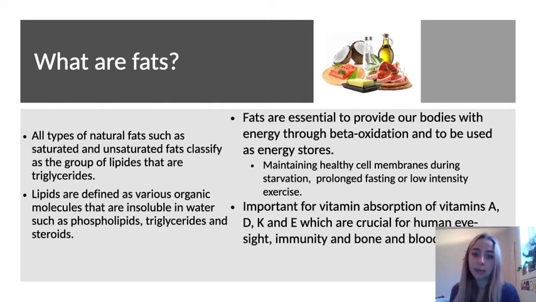Fats are also very important for absorption of fat-soluble vitamins. These vitamins are vitamin A, vitamin D, vitamin K, and vitamin E. And these vitamins actually are useless without the help of fat. If we ate these without fat, they would do nothing because they're fat-soluble. They're only absorbed with the help of fat. And these vitamins are crucial for our eyesight, our immunity, our bone health, and our blood health. So these are really important things, and we need to consume fat for our bodies.